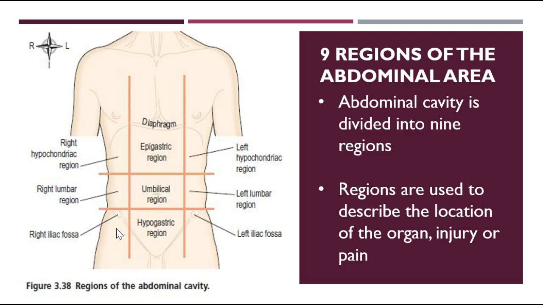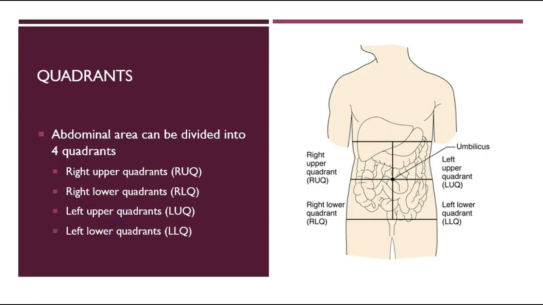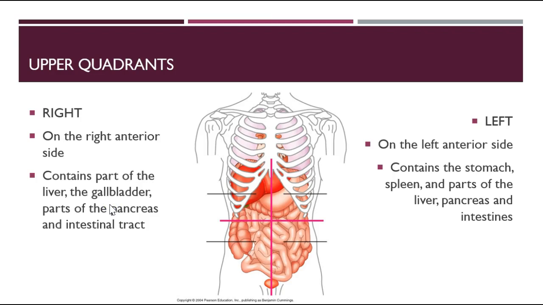The abdomen can be divided into 4 quadrants: the right upper quadrant, the left upper quadrant, the right lower quadrant, and also the left lower quadrant. The right upper quadrant of the abdomen contains a part of the liver, the gallbladder, parts of the pancreas, and also the intestinal tract. The left upper quadrant contains the stomach, spleen, and parts of the liver, pancreas, and intestine.